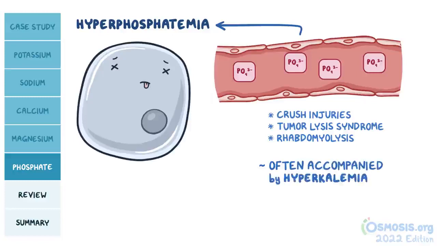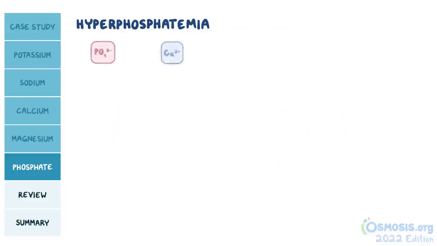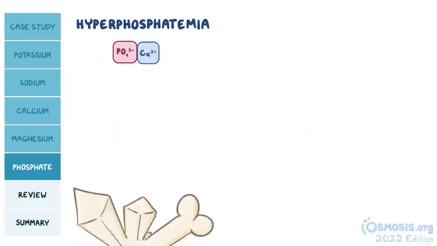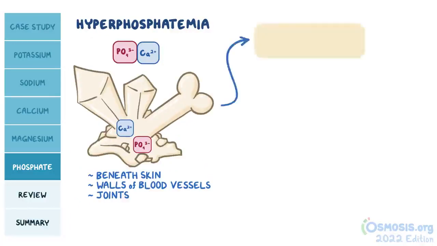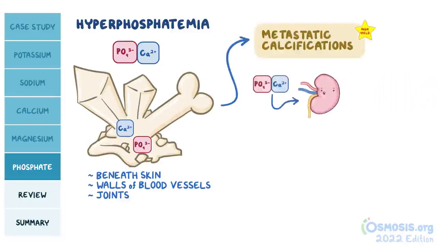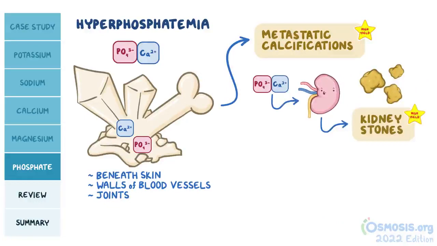With hyperphosphatemia, the excess phosphate can stick to calcium, which forms bone-like crystals containing calcium and phosphate in places that they shouldn't be, like just beneath the skin, in the walls of blood vessels, in the joints. For your tests, remember that these are called metastatic calcifications. When calcium phosphate reach the kidneys, they can form kidney stones. Remember that since the phosphate binds to calcium in the ECF, another complication is hypocalcemia.